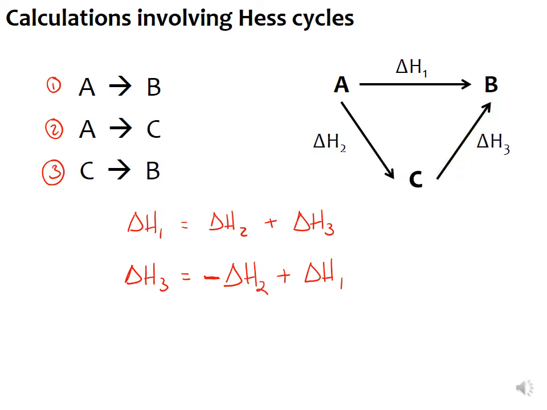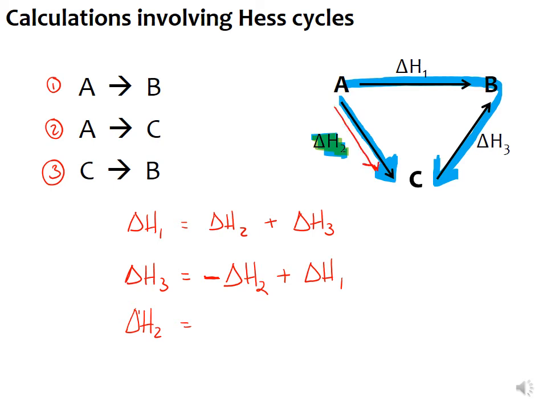Now, if we wanted to look at the value of delta H2, for example, just to give another one. Delta H2 is the reaction of A forming C. Now we can go A to C directly, as I've just drawn, or we can go A to C indirectly, going the long way around. So delta H2 will be equal to either A to C directly or A to B and then round to C.